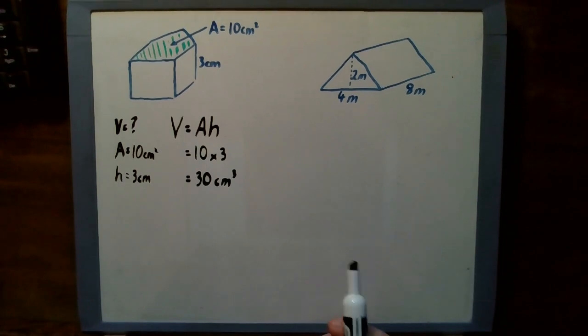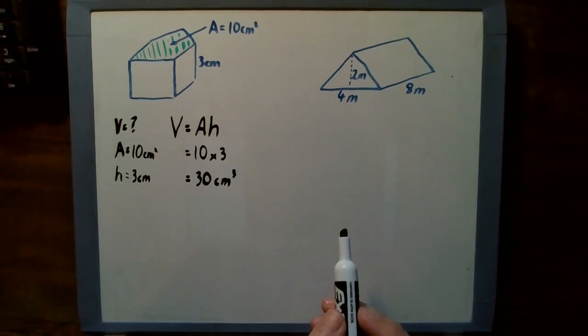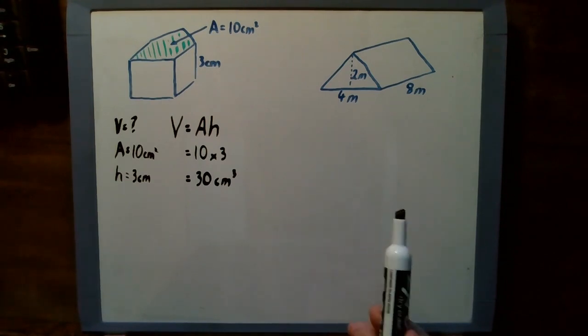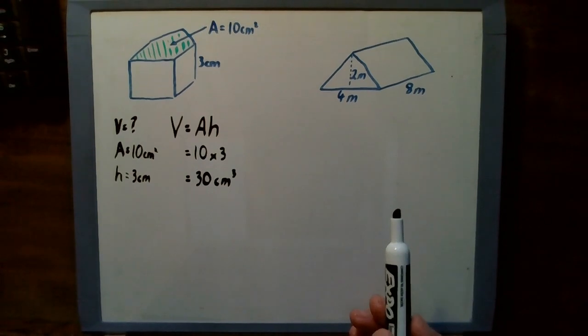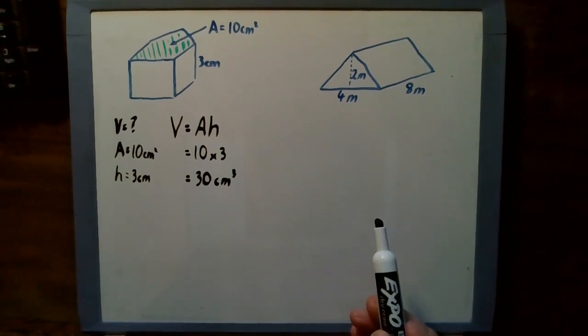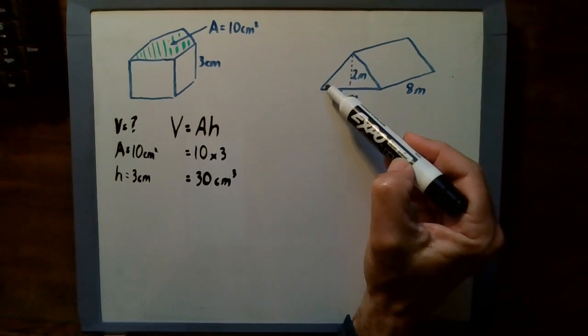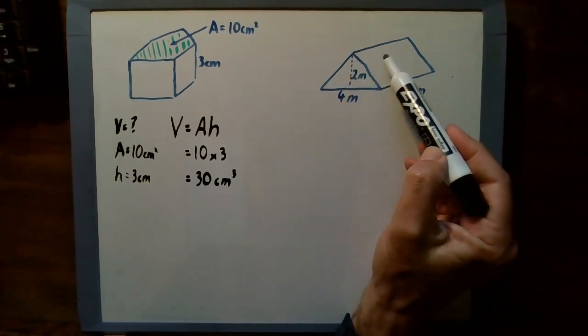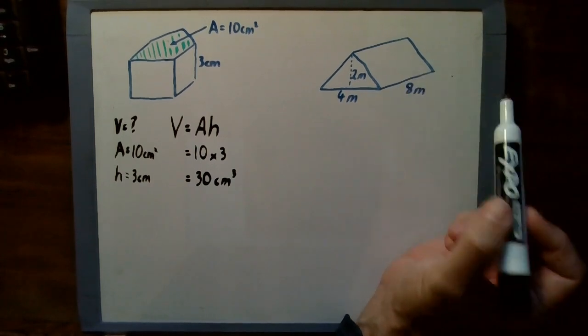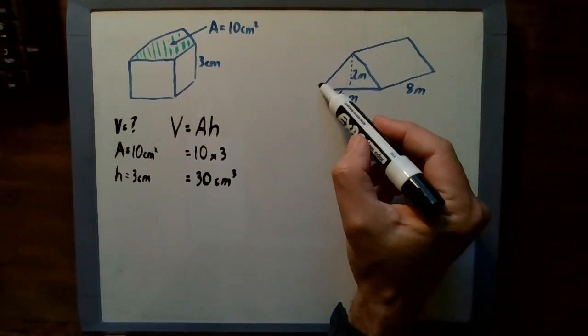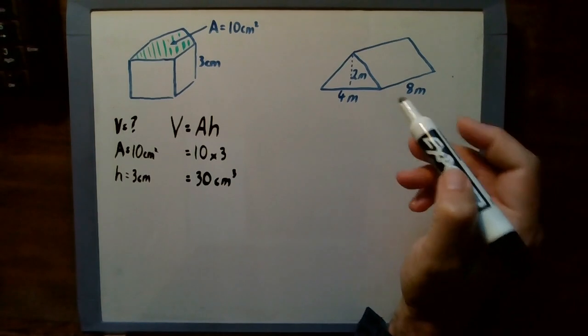In our second example, we are not told the area of the end, but we are given enough information to help work that out. So first of all, we need to work out what is the shape that is being repeated all the way through this prism. What is the cross-sectional area? It's this triangle. It's the same shape all the way through our prism. So we've now identified that it's a triangle.